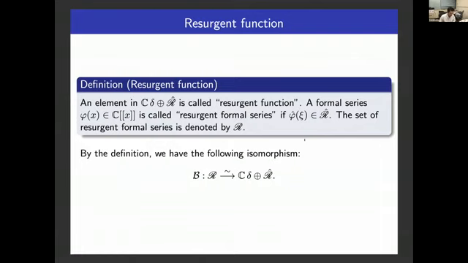Using the endlessly continuable function, resurgent function is defined in this way. An element in C δ⊕R̂ is called a resurgent function, and a formal series φ(x) is called a resurgent formal series if φ̂(ξ) is in R̂, and the set of resurgent formal series is denoted by R. By the definition, we have the following isomorphism. So applying the Borel transform to an element in R, it is in here. And it follows by the definition of R.